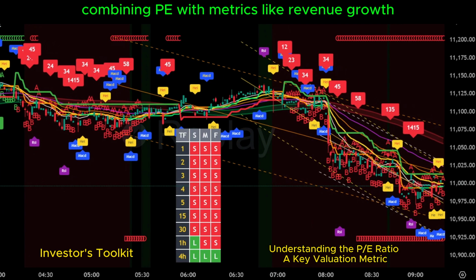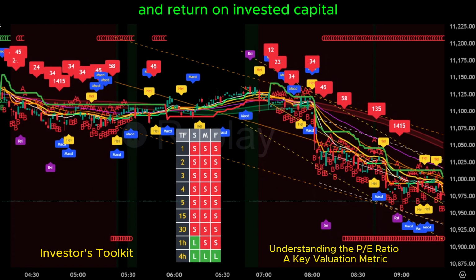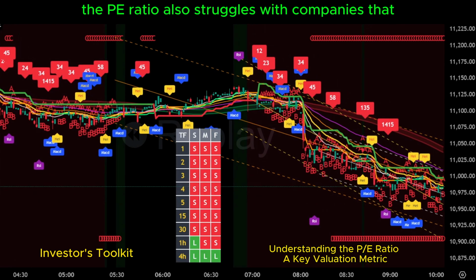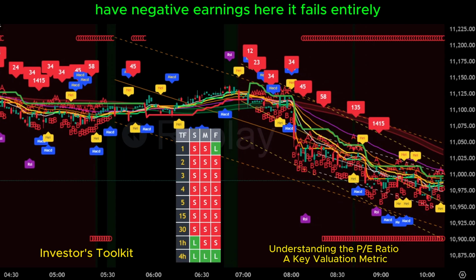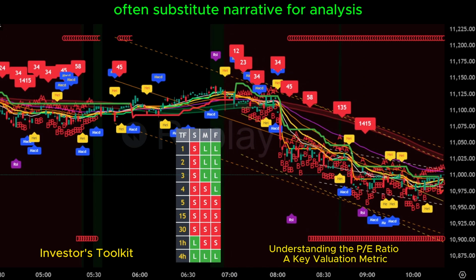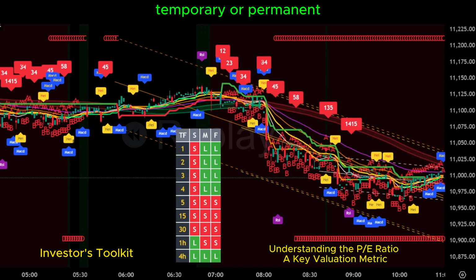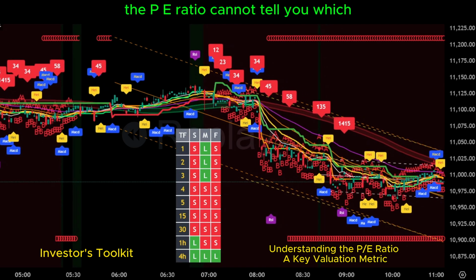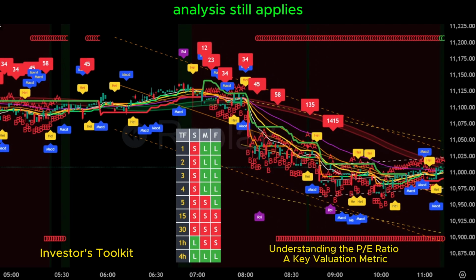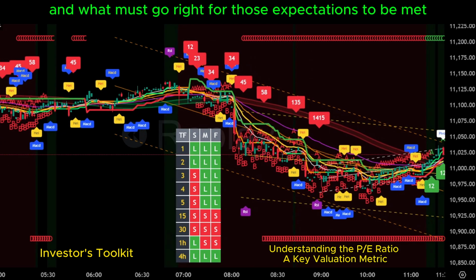In these cases, combining PE with metrics like revenue growth, free cash flow trajectory, and return on invested capital provides a more complete picture. The PE ratio also struggles with companies that have negative earnings. Here, it fails entirely. Investors tempted to ignore this limitation often substitute narrative for analysis. Losses may be strategic or structural, temporary or permanent. The PE ratio cannot tell you which. Other metrics must take the lead, but the discipline learned from PE analysis still applies: what expectations are embedded in the price and what must go right for those expectations to be met.